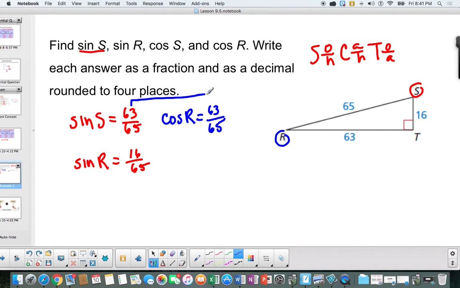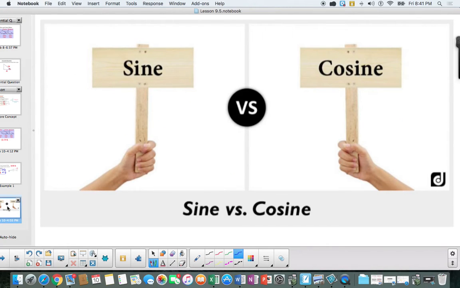Notice that these ratios are the same because we're using the same sides of the triangle. The cosine of S, and here's S, is the adjacent leg, which is 16, divided by the hypotenuse. And it's happening again because we're using the same sides of the right triangle. So let's take a look at this sine versus cosine.